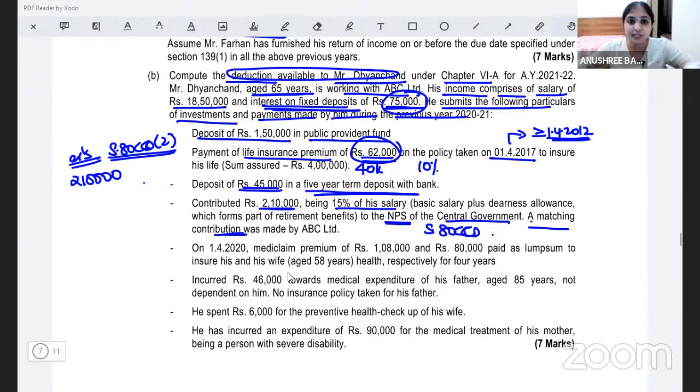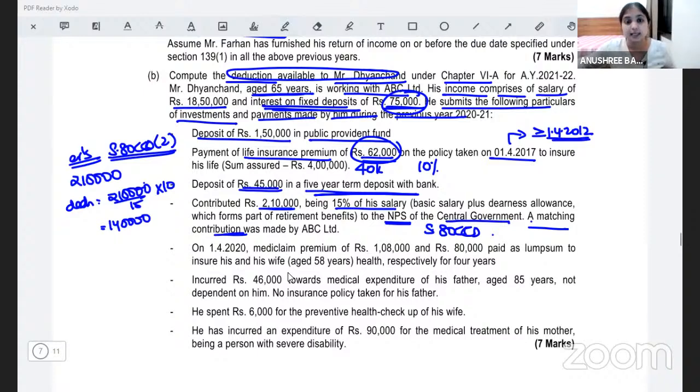This number is 15% of salary. So what will be the deduction? 2,10,000 is 15%. What is 10%? 2,10,000 divided by 15 into 10. 1,40,000 is the deduction that you will get.